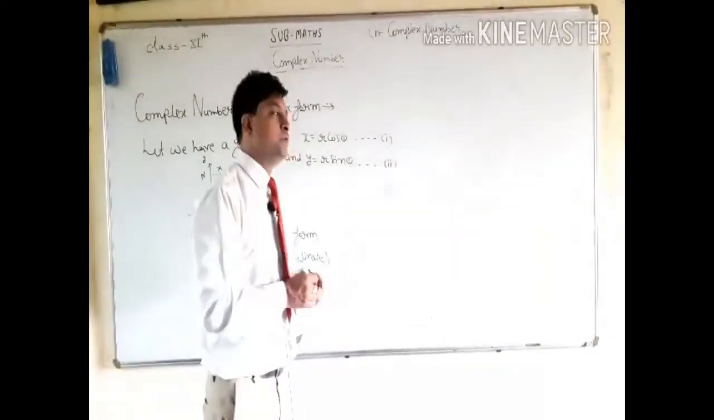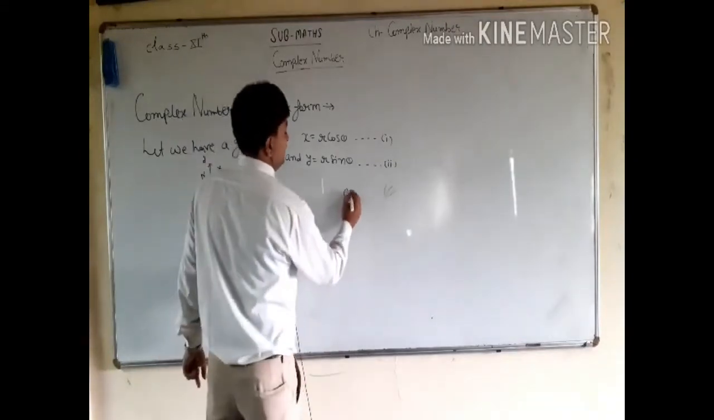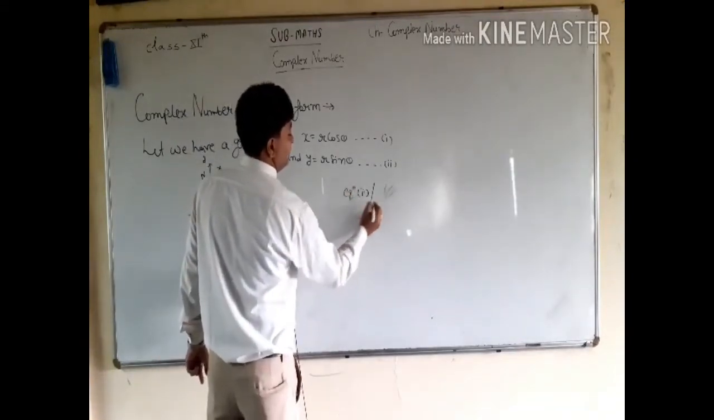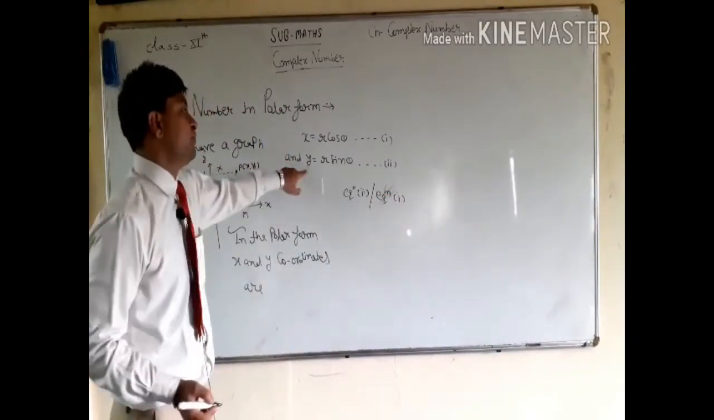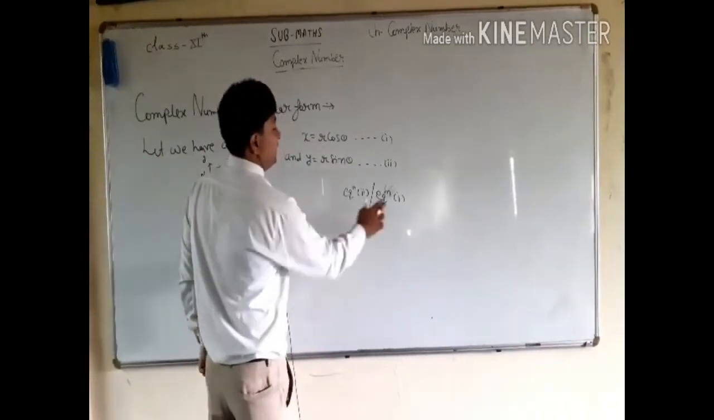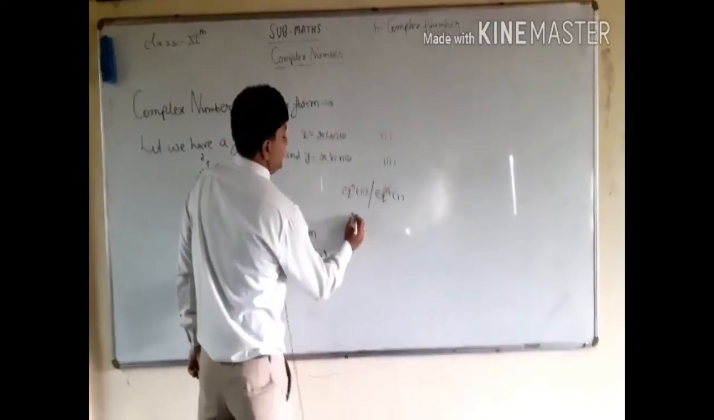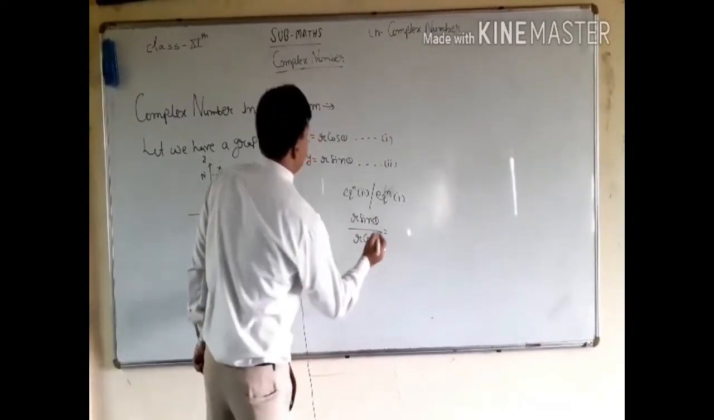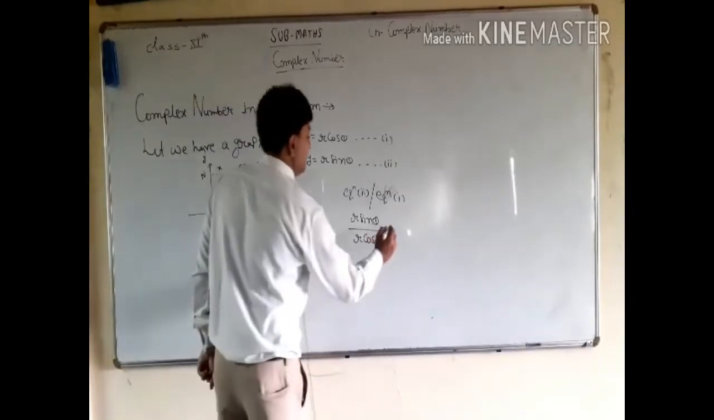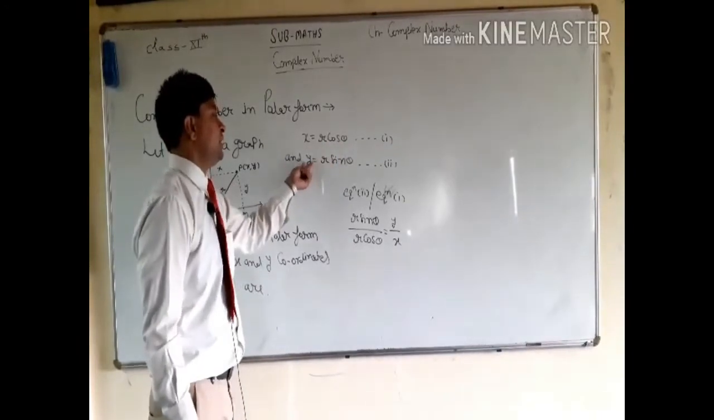Now again, by the equation number 1 and equation number 2, we divide equation number 2 by equation number 1. We know that what is the equation number 2? This is y equal to r sin theta, and equation number 1 is x equal to r cos theta. So r sin theta upon r cos theta equal to y upon x. This is r sin theta, this is r cos theta, this is y, and this is x.